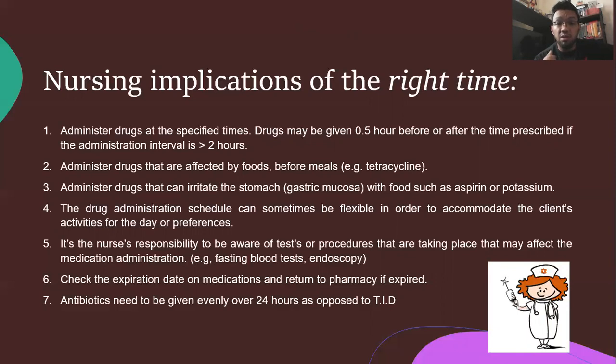Number five, it is our responsibility to be aware of tests or procedures that are taking place that may affect the medication administration. Let's say, for example, blood tests or endoscopy. So you need to check if there are any diagnostic procedures that can affect the administration of the drug. Number six, check also the expiration date on medications and return it to the pharmacy if it is already expired. Number seven, antibiotics need to be given evenly over 24 hours as opposed to TID. Doctors should also take note of the drug's half-life, especially for antibiotics.